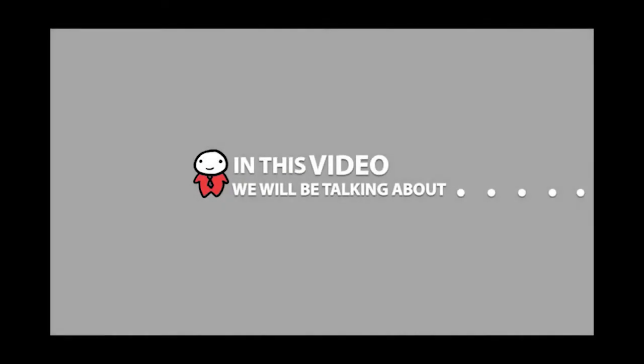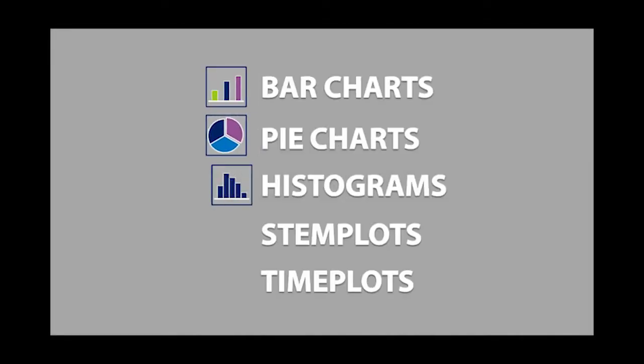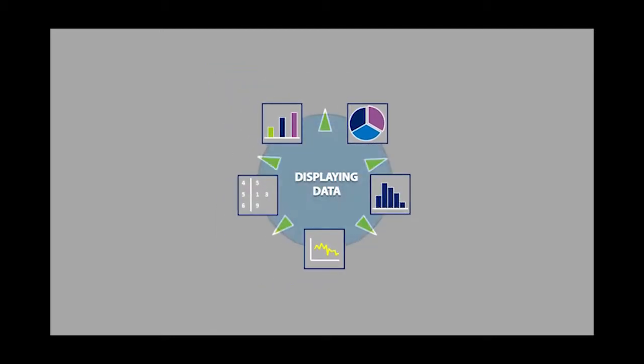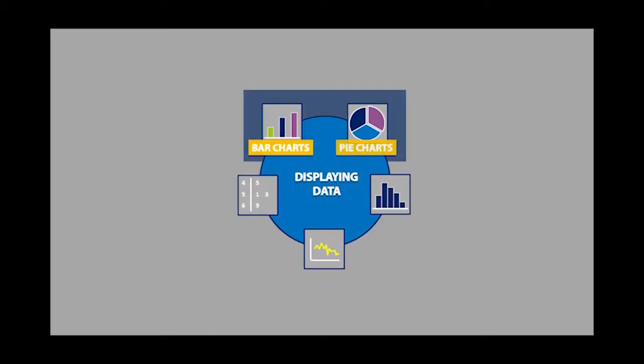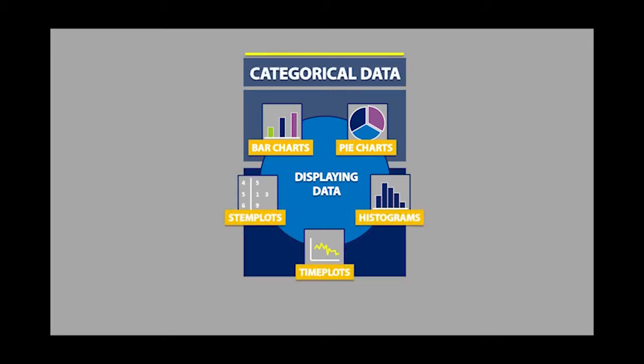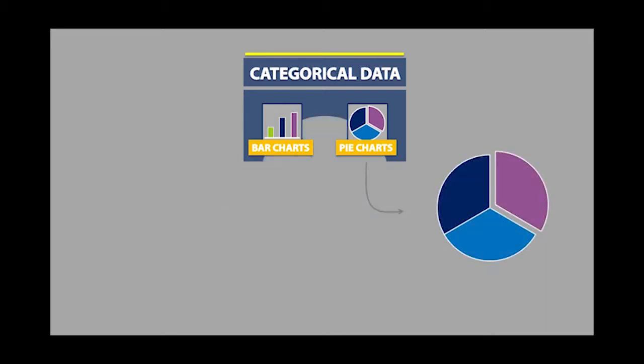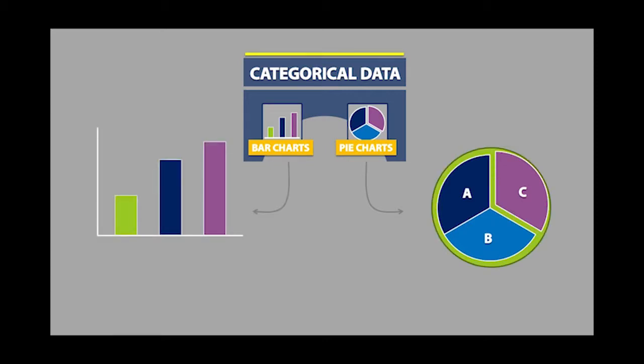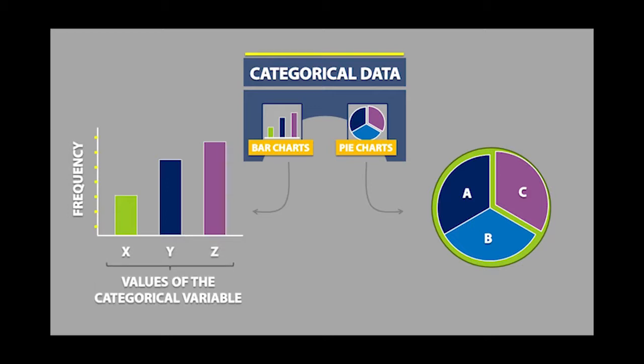In this video, we will be talking about bar charts, pie charts, histograms, stem plots, and time plots. We can use these tools as a way of displaying data. We often use bar charts and pie charts to display categorical data, and we often use stem plots, time plots, and histograms for displaying quantitative data. Pie charts show the relative size of each value in relation to the whole. On the other hand, bar charts display the frequency on one axis and the values of the categorical variable on the other. You can think of bar charts as a way of tallying information.